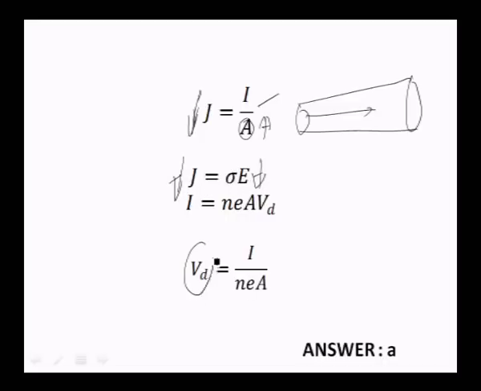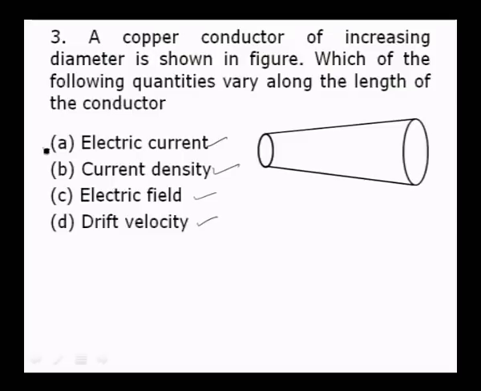Here this is Vd, drift velocity. Drift velocity and area are inversely related. If area increases, this value decreases. So, all the 3 parameters, current density, electric field and drift velocity, vary, but current in a conductor remains the same. Therefore, the correct answer for this question is A, that is electric current. This is the correct answer.